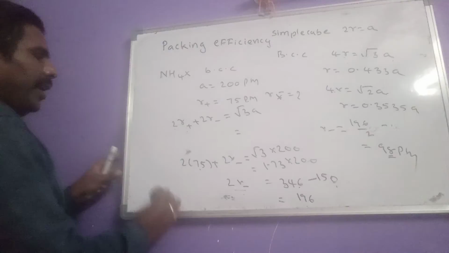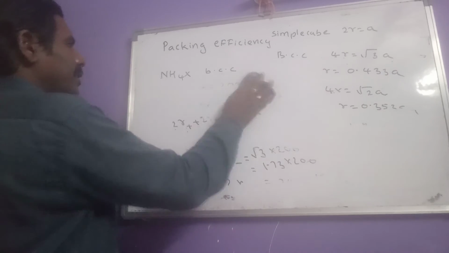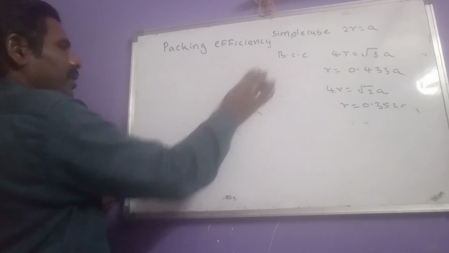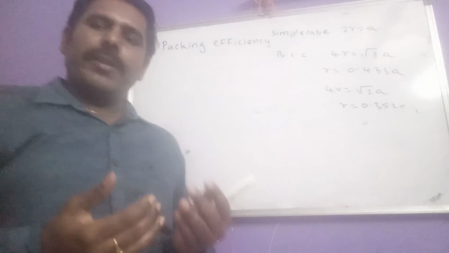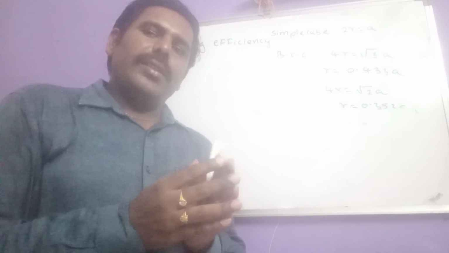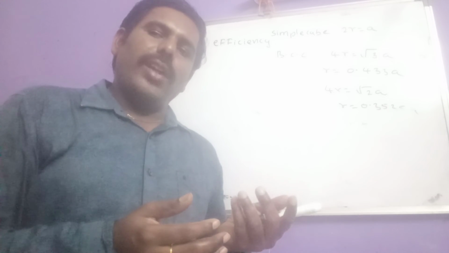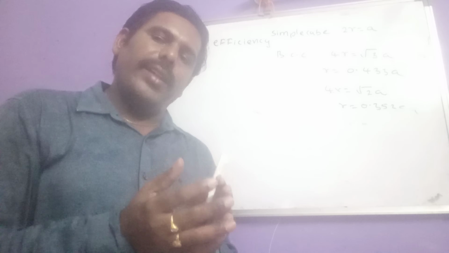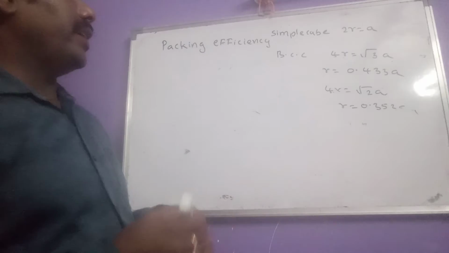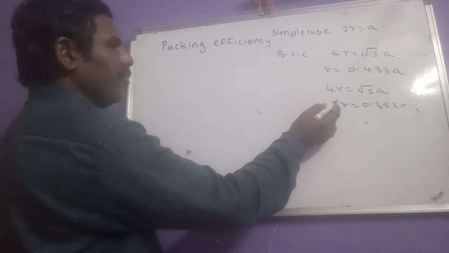And similarly another question we can see here. For example, one rock salt crystal, that means one crystal is having a rock salt like structure, and in that they will give the edge length and also the radius of cation. We have to calculate the radius of anion. So like that I will give one question here.